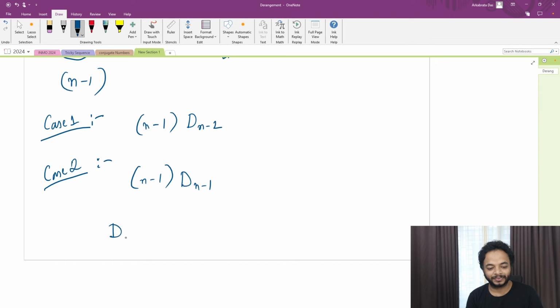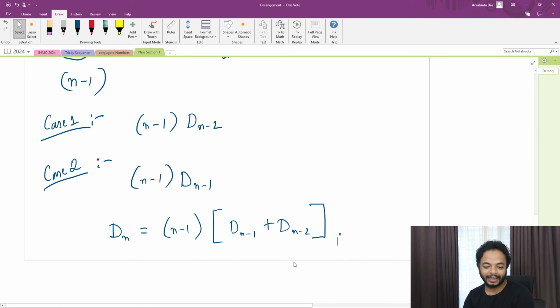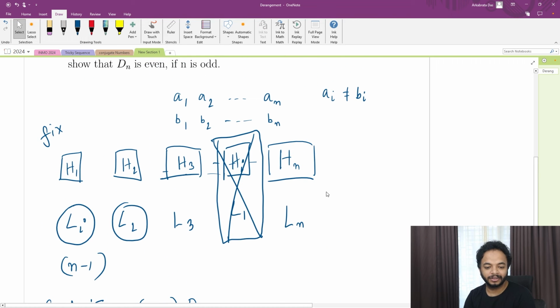And now since that exhausts all the possibilities for dn, I can write it as dn equals n minus 1 times dn minus 1 plus dn minus 2, and so that's the proof of the recurrence relation.